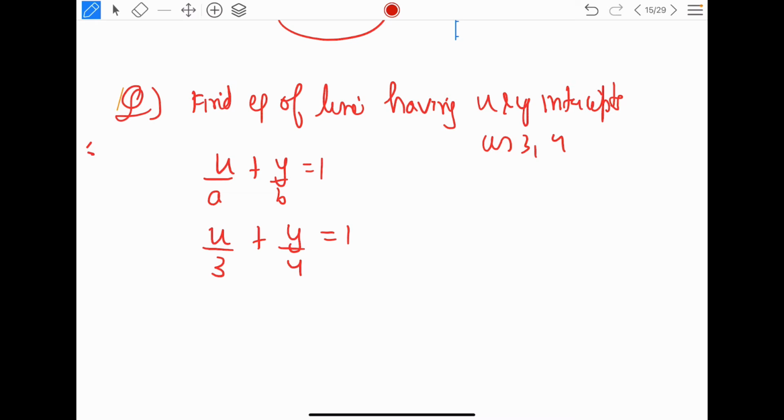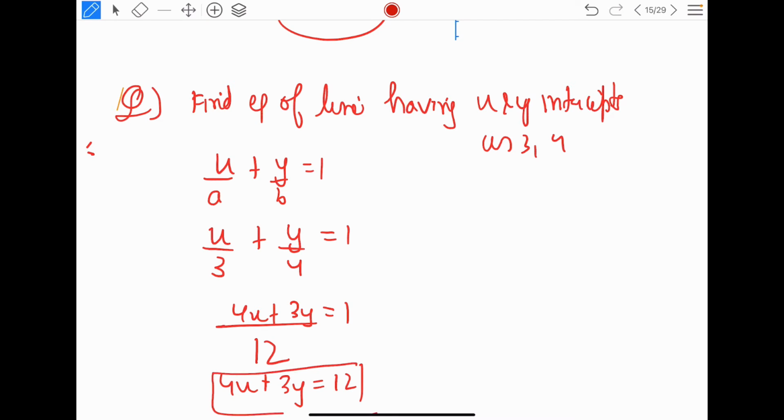But always, as I repeat, the equation has to be in the end converted to your general form. So what you can do simply is take the LCM here. LCM is 12. This is 4x plus 3y equal to 12. That is your equation of the line. No matter which form you have, in the end your answer has to be the general equation.